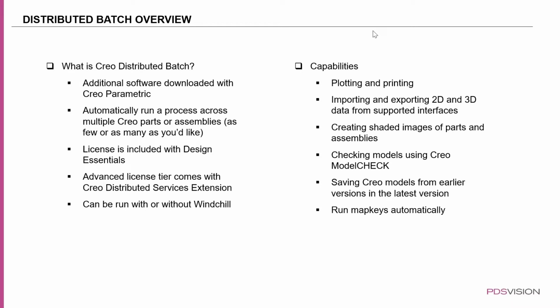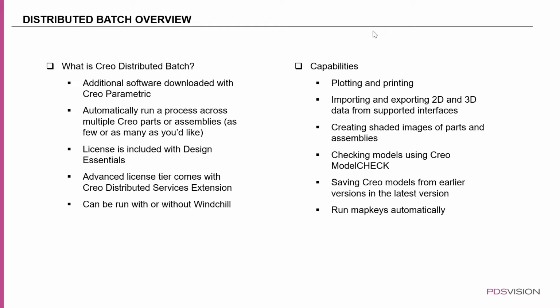What distributed batch lets us do for that operation is automate the process. If we have a folder with 100 different drawing files, we can pull up distributed batch and set up an automated process that's going to run through all 100 of those and plot them all using the same settings. That's the value of distributed batch, being able to run these operations across a whole lot of files automatically.